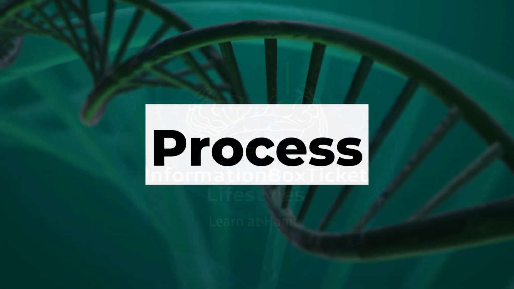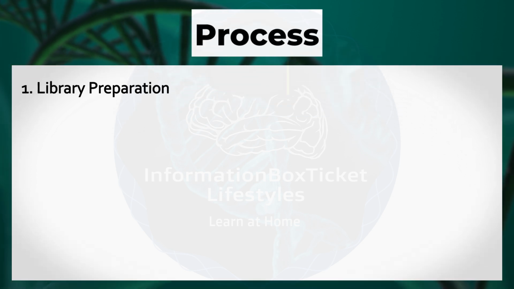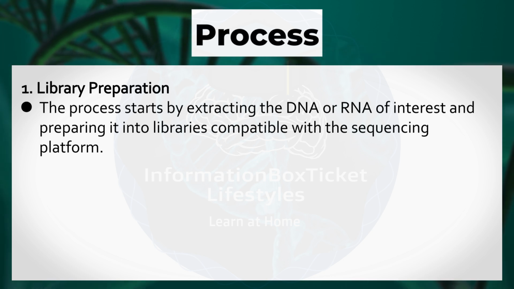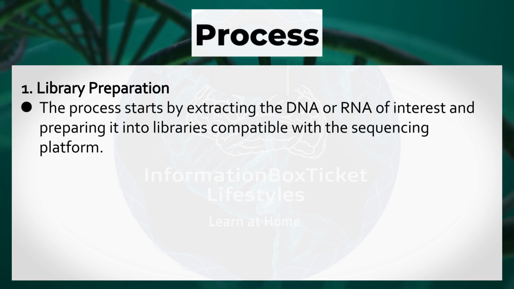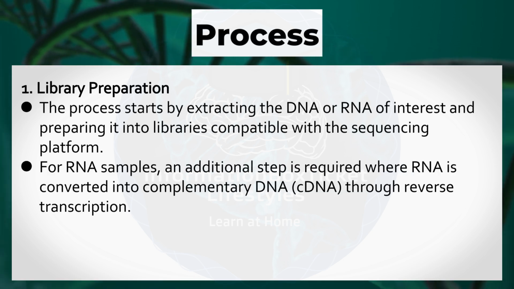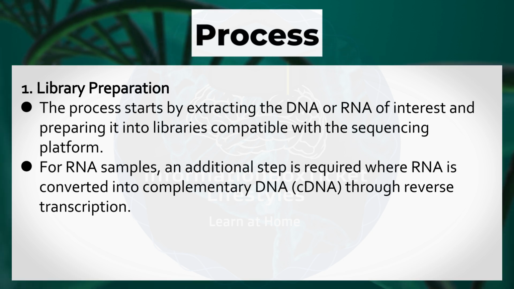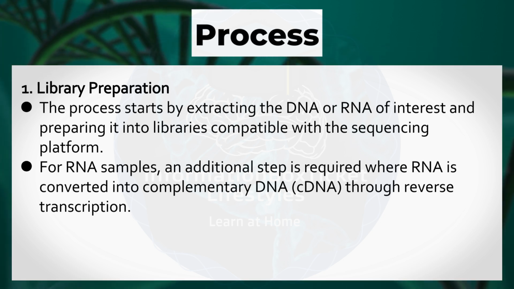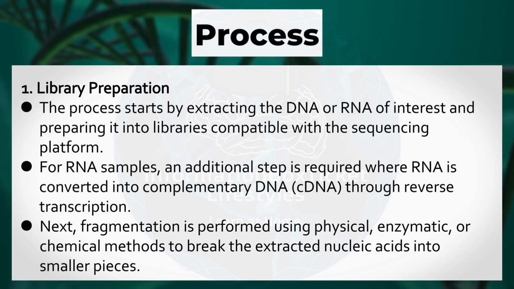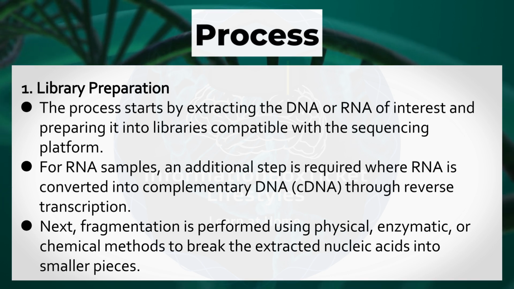Process of short-read sequencing. First, library preparation. The process starts by extracting the DNA or RNA of interest and preparing it into libraries compatible with the sequencing platform. For RNA samples, an additional step is required where RNA is converted into complementary DNA through reverse transcription. Next, fragmentation is performed using physical, enzymatic, or chemical methods to break the extracted nucleic acids into smaller pieces.